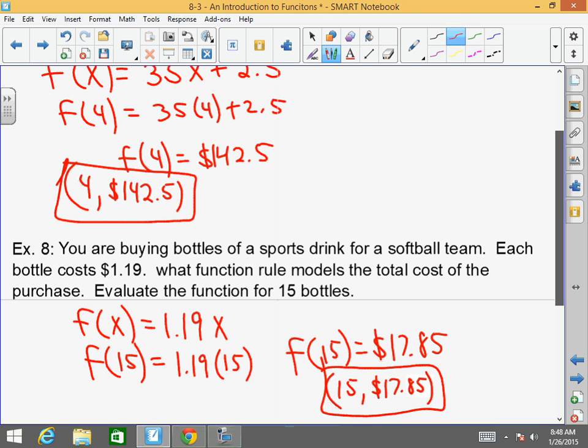Hopefully you guys are seeing, you've done this already before, haven't you? But it's just we use y instead of f of x. Does that make sense?